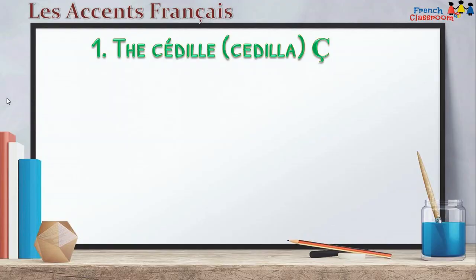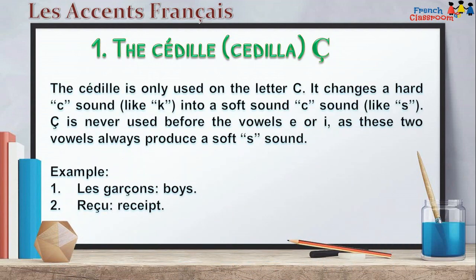Let's learn the French accents in some more detail. The first one is the cédille, also known as the cedilla. The cédille is a tiny tail under the letter C. It changes a hard sound C like K into a soft sound S. It is never used on the vowels E or I.